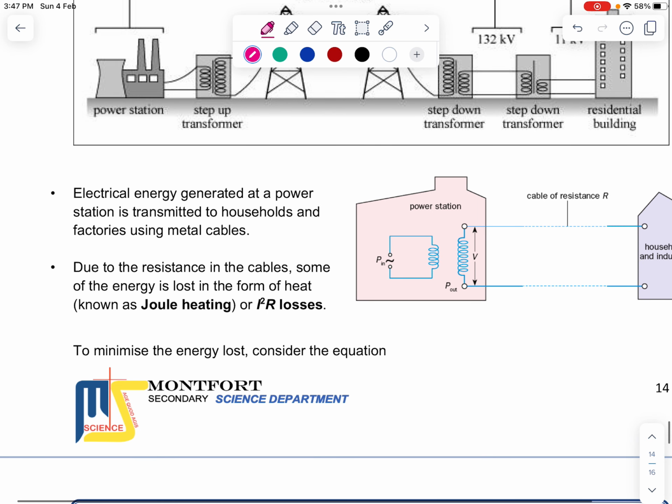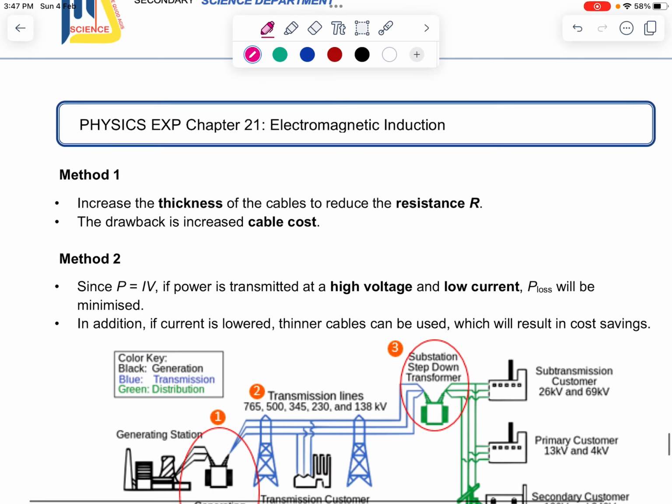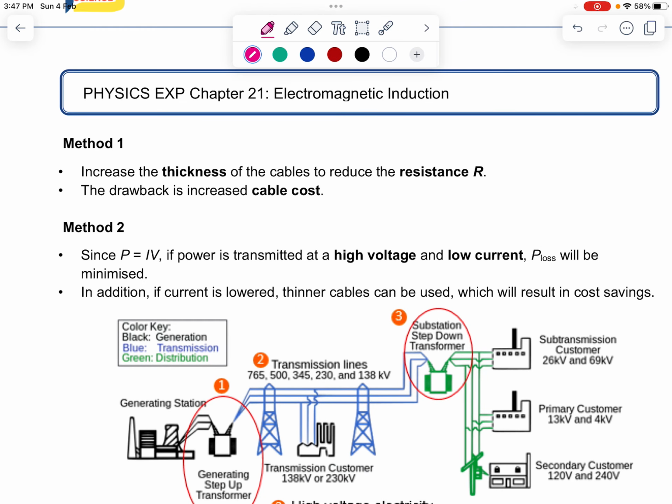Due to resistance in the cable, we have something called Joule heating. So energy is lost in the form of thermal energy or heat. And this is given by the formula P equals I squared R. To reduce loss through thermal energy, one way is that we can reduce the resistance in the cable, using the formula R equals rho L over A.